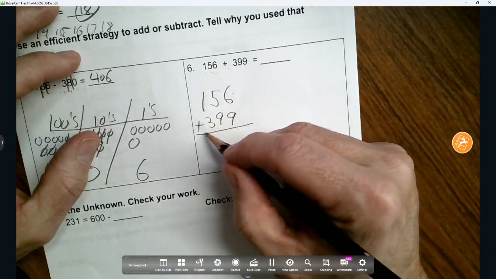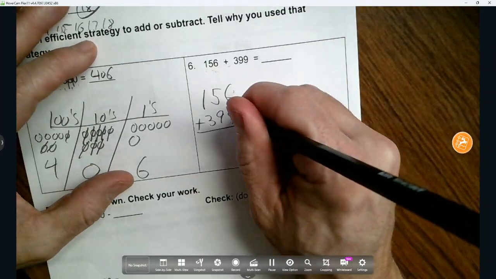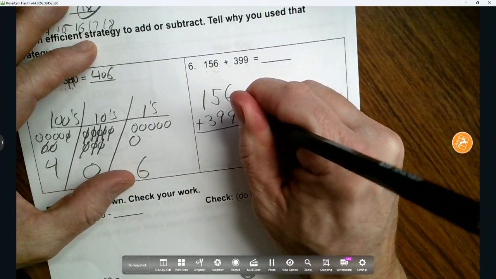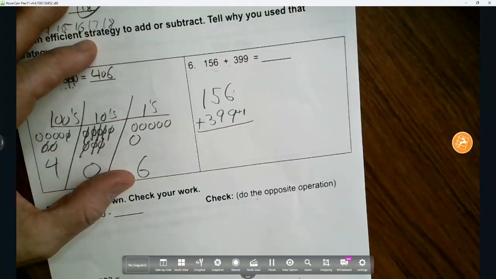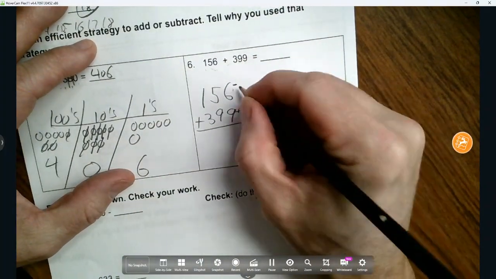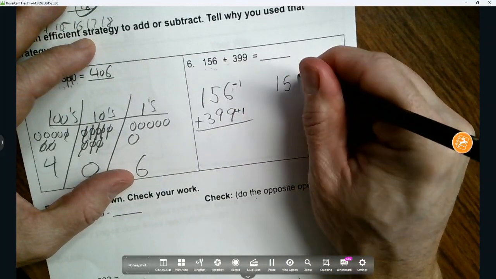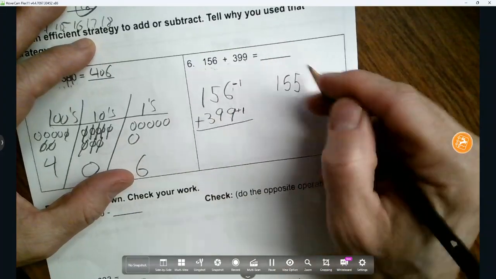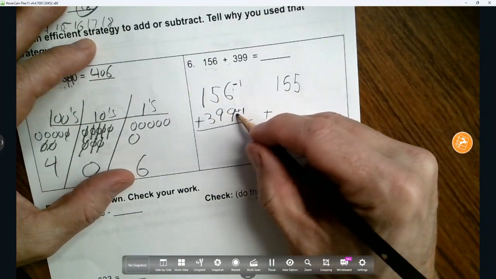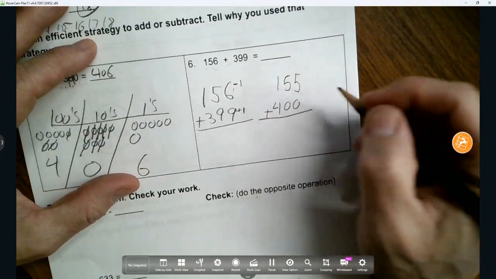This is real close to a very nice number to add, right? What's this real close to? This is close to 400. So I want to give this 1 to make it 400. Well, if I'm giving that 1 with adding, I have to take 1 away here. So our new numbers are going to be 155, right? Because 156 minus 1 is 155, plus 399 plus 1 is what? 400.